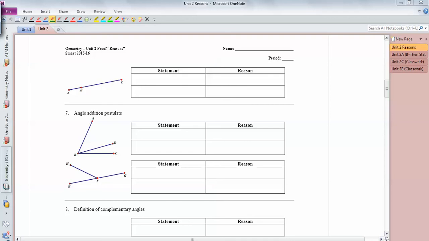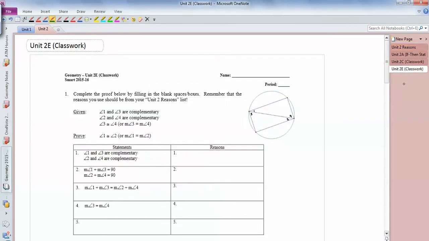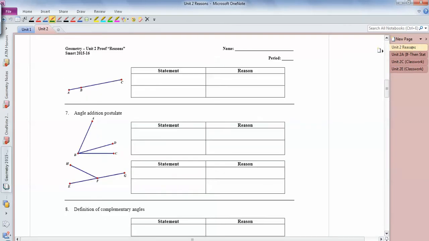Okay, so this is going to be a continuation of the previous video, which dealt with coming up with reasons for Chapter 2 proofs or Unit 2 proofs. And then we'll switch back and forth between the reasons and the 2E handout where we can use some of that stuff. So let me go back to the reasons.